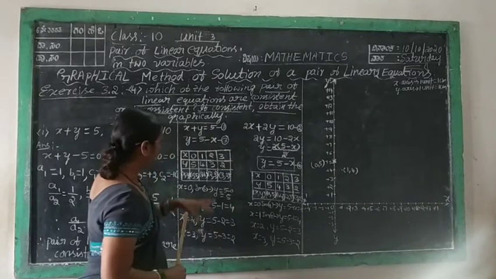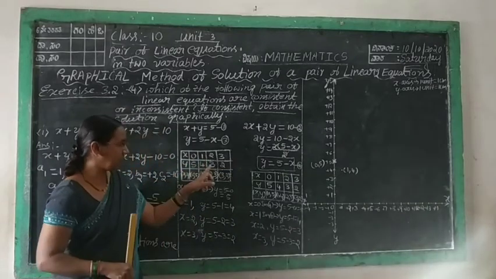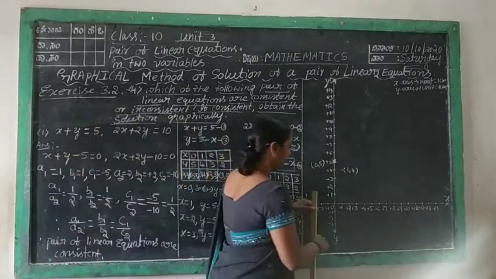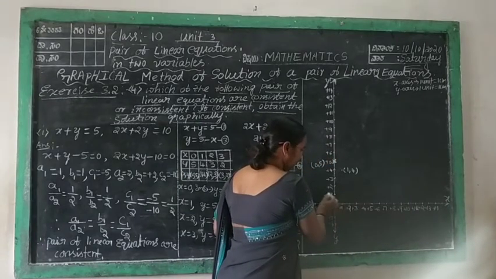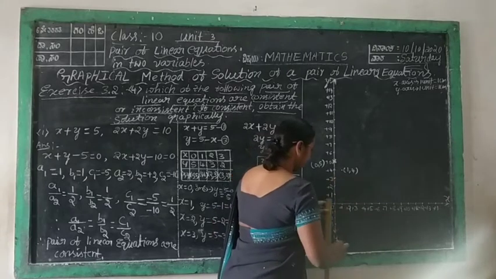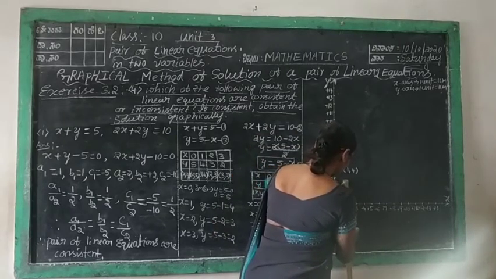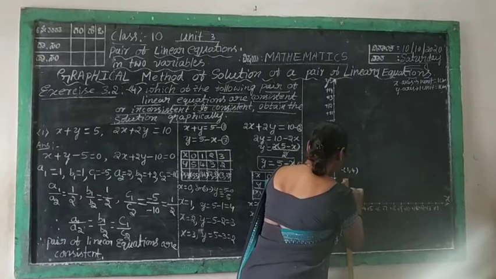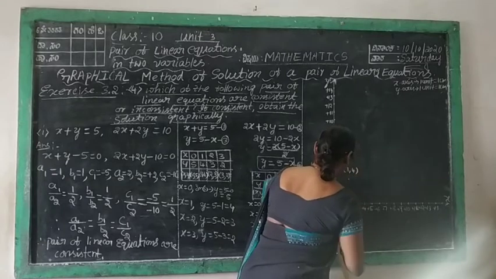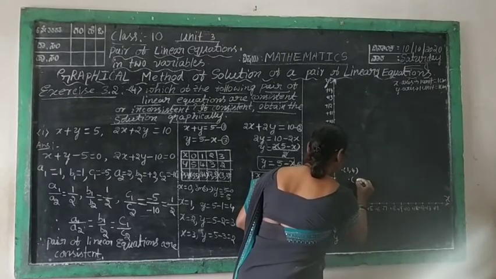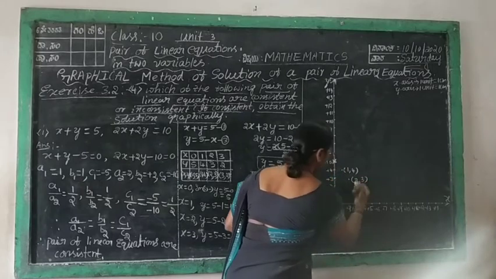Then the third point is plus 2 and plus 3. Plus 2 is on the x-axis and plus 3 is on the y-axis. We take them and represent it. Plus 2 and plus 3.